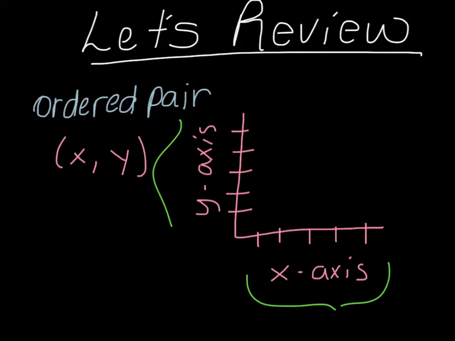So let's say we have an ordered pair 2, 5. You always start with the x first. You graph the x point first. And some of you remember it's like a plane taking off from here. You have to drive on the runway before you could take off into the air.